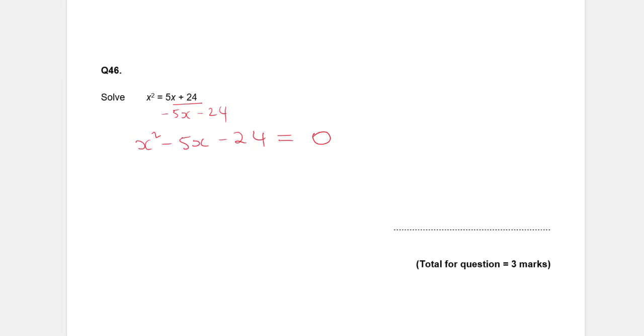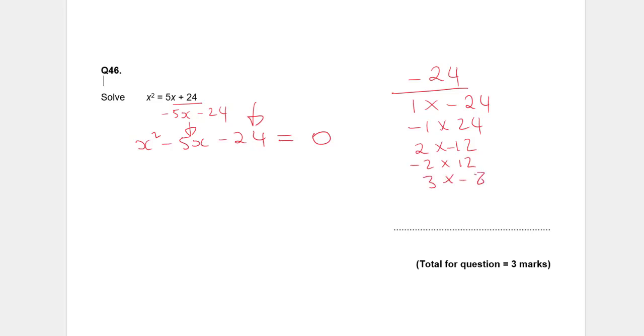Let's factorize it now. So the product is minus 24, not 24. And the sum is minus 5. Now list all the different ways you can get minus 24. I'll start off with 1. 1 times minus 24. Minus 1 times 24. Now, when you add those numbers together, does it give you minus 5? No, it does not. 2 times minus 12, and then minus 2 times 12, it does not. 3 times minus 8, and then minus 3 times 8.